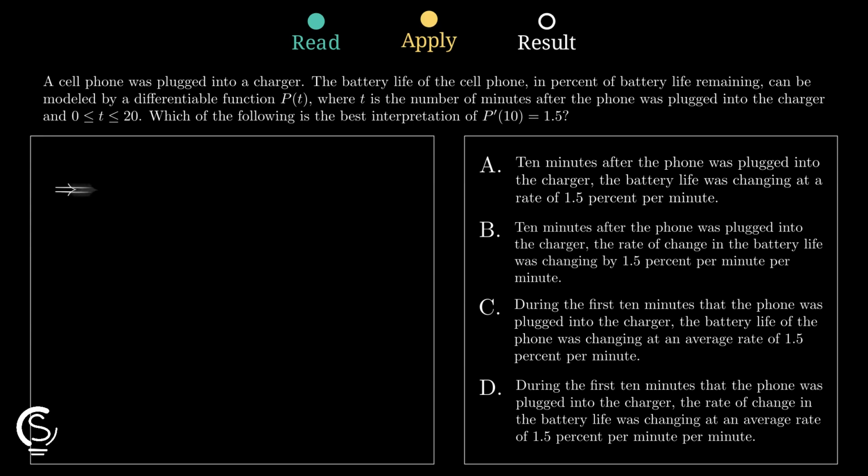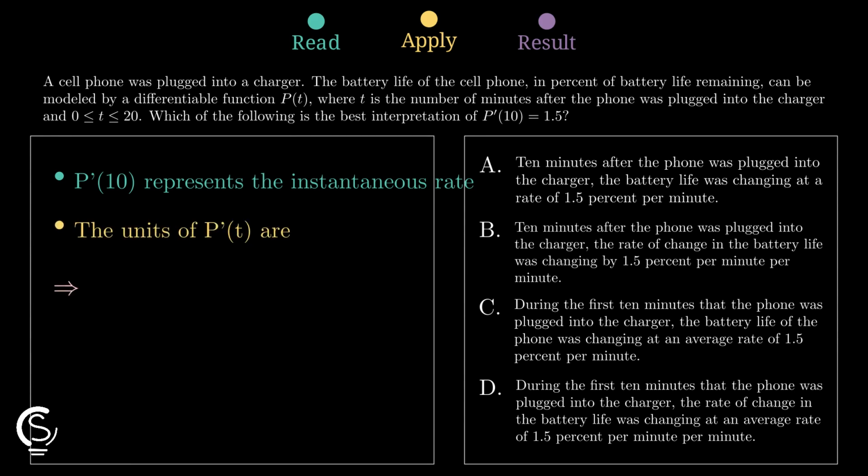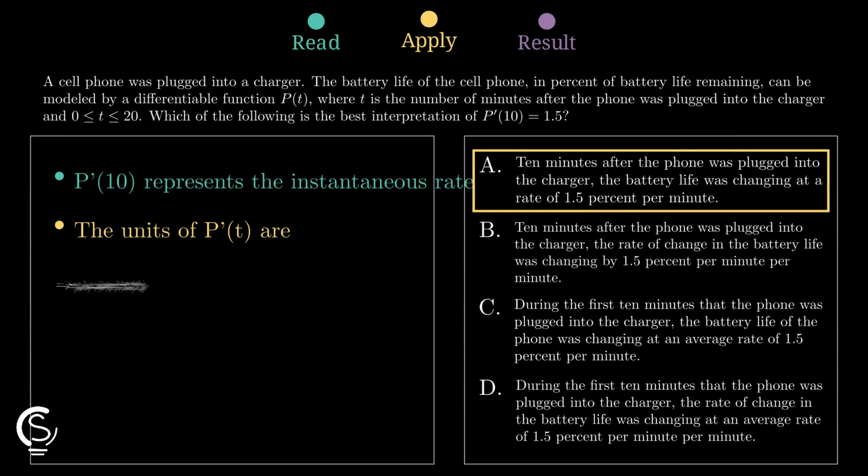Next, check your units carefully because the derivative of percent with respect to time must be percent per minute. This helps us eliminate any options that mention acceleration or averages. Finally, we see that option A perfectly matches our instantaneous rate in units. It is the only choice that correctly describes the battery life changing.